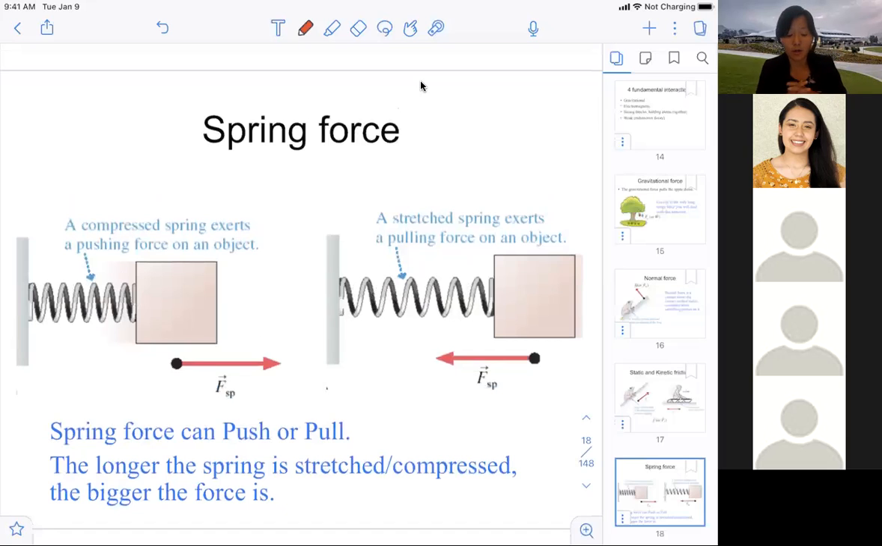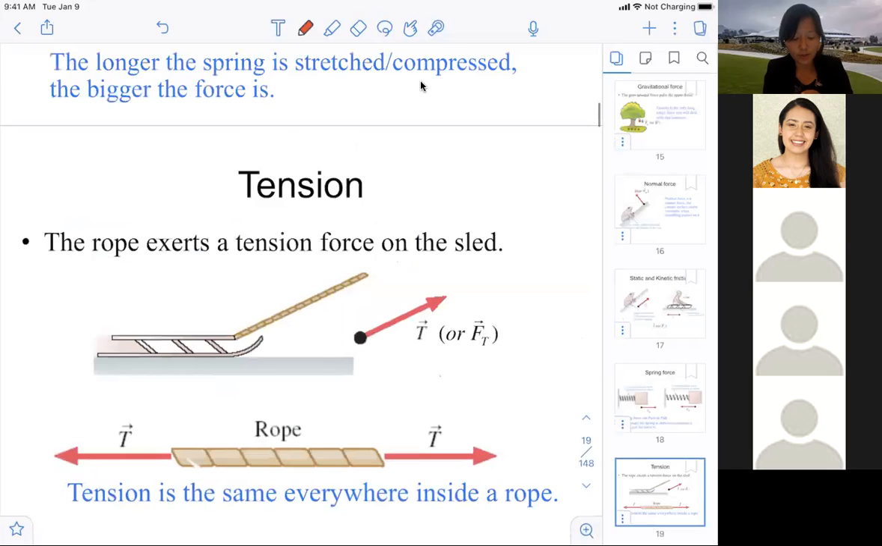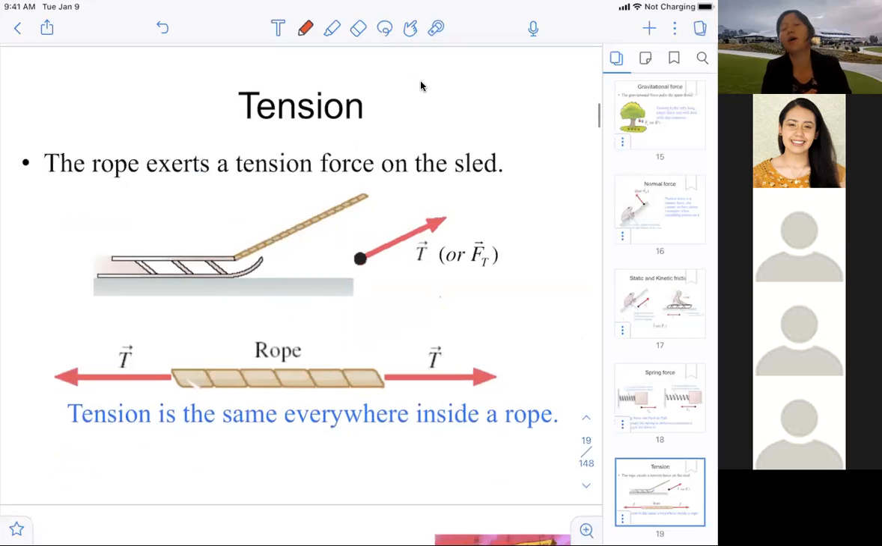So spring force can also push or pull, and we simply represent it using F of spring to show that it is a spring force. We'll talk more about how to calculate the spring force later on, but at this point, all we need to know is that there is a force from the spring. The longer that you stretch it, the bigger the force is going to be, right? That makes sense.